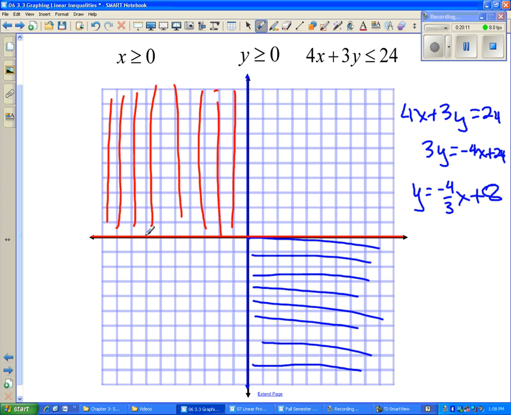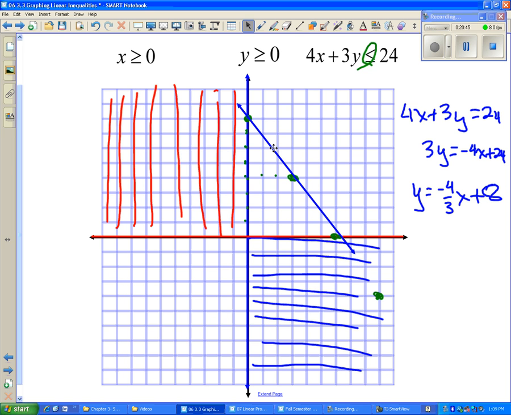So at this point, I can go ahead and graph this. I have a y-intercept of 8. 1, 2, 3, 4, 5, 6, 7, 8. My slope is down 4, right 3, down 4, right 3. I do have an equal sign, so I do want it to be a solid line. I'm going to use the solid blue line. And that's the line that I want right there.